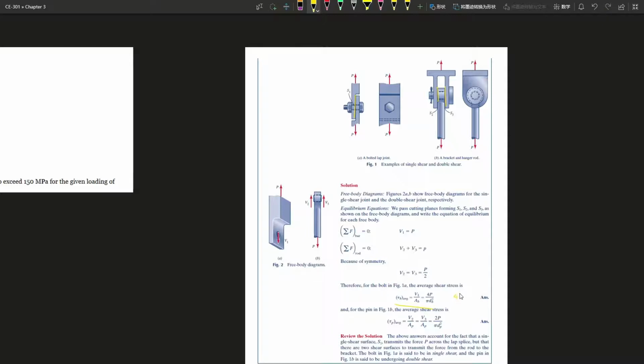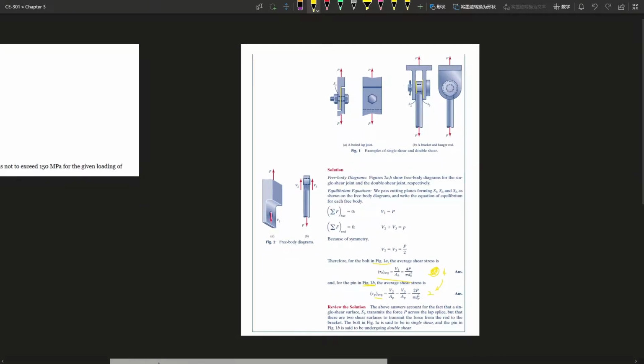Due to some algebraic manipulation, B is 4 times P over something, and this is 2 times. In figure 1A, this is a single shear force, and in figure 1B, this is double shear. A single shear averagely has double the shear stress of double shear if all the given numbers are the same.